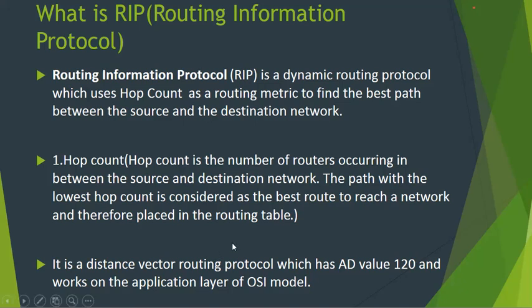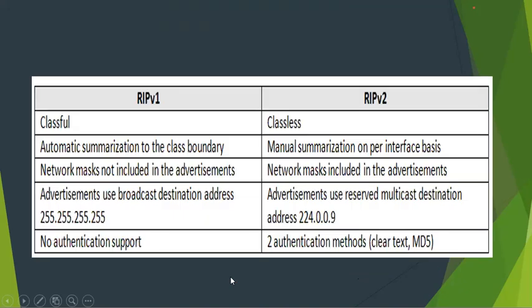But in case the hop count goes beyond 15, for example, if the hop count is 16, then we say that the network is unreachable. It is a distance vector routing protocol and it has an administrative distance value of 120 and it works on the application layer of the OSI model. Here are a few differences that we captured for version 1 and version 2.